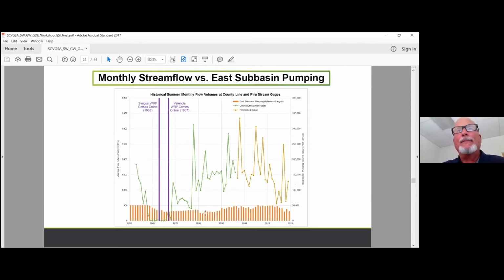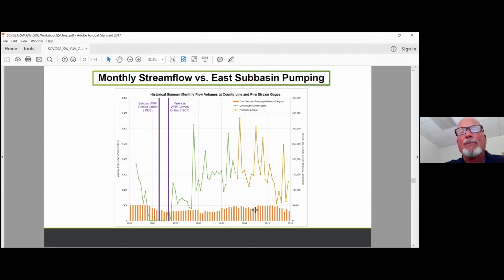And then lastly, monthly stream flow versus all the east subbasin pumping. This is alluvial aquifer and Saugus aquifer combined pumping by water year, which you can see here in the orange bars. Pumping data from roughly the mid-60s back is estimated based on the acreage of land that was cultivated.